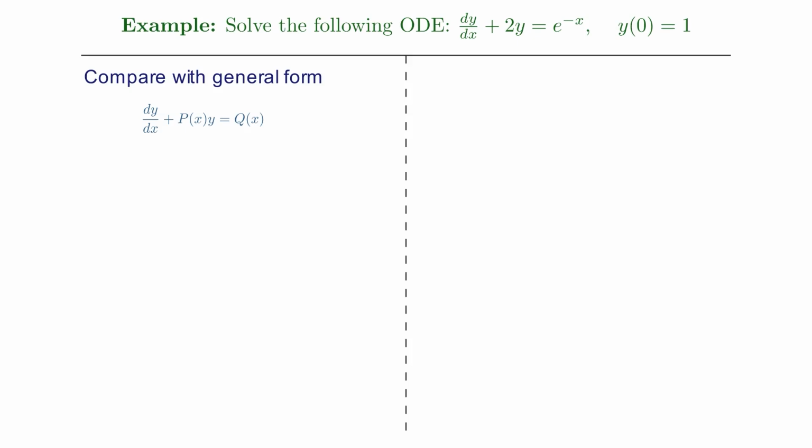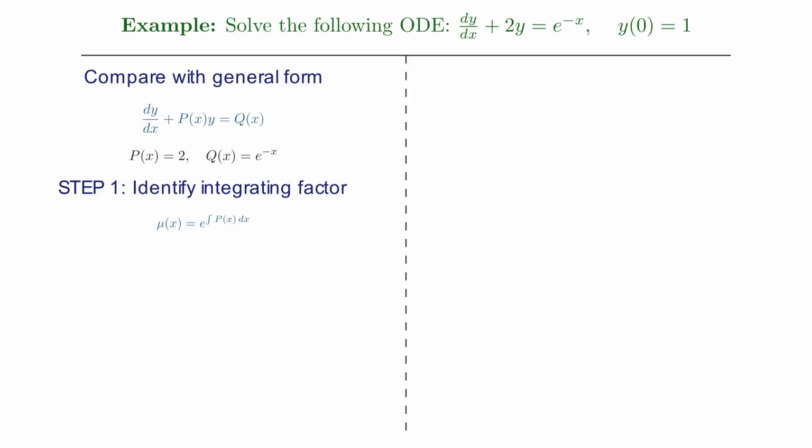From here, we can see, comparing with the equation, that p(x) is equal to 2 and q(x) is equal to e^(-x). We can now identify the integrating factor. Our integrating factor mu(x) is always equal to e to the integral of p(x) dx. We always make this choice of integrating factor because it's going to allow us to use a trick later on to rewrite the left-hand side as the derivative of a product.